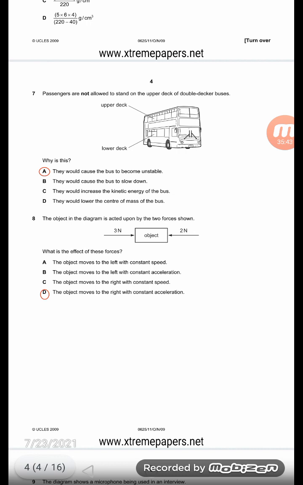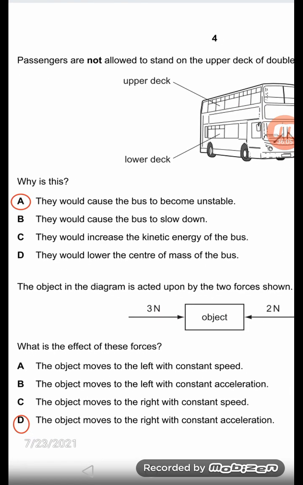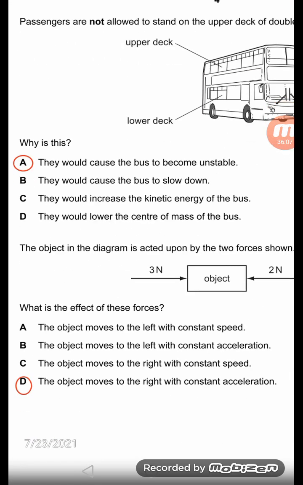Passengers are not allowed to stand on the upper deck. So if they stand on the upper deck, what will happen? The center of gravity will not be the same because of the weight, so it will not be stable, right? The stability will not be equal, that's why.